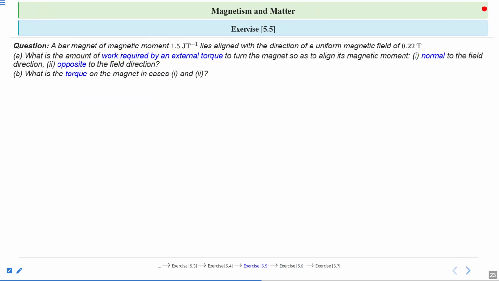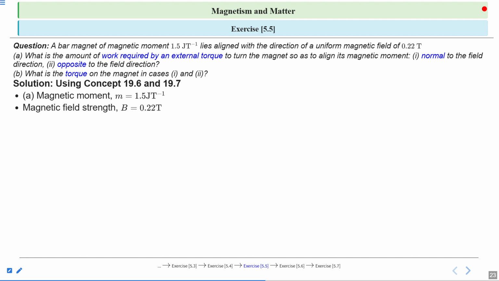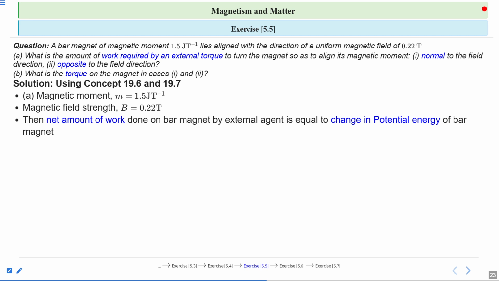Let's see a solution. Using concept 19.6 and 19.7, magnetic moment is given by 1.5 joule per Tesla and magnetic field strength B equal to 0.22 Tesla. Then net amount of work done on bar magnet by external agent.